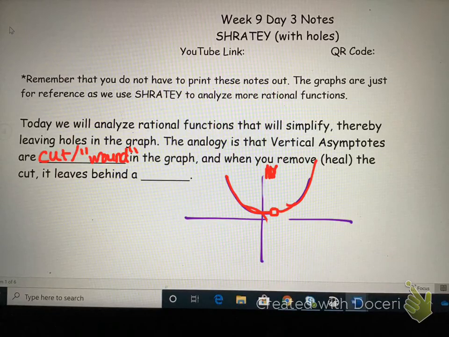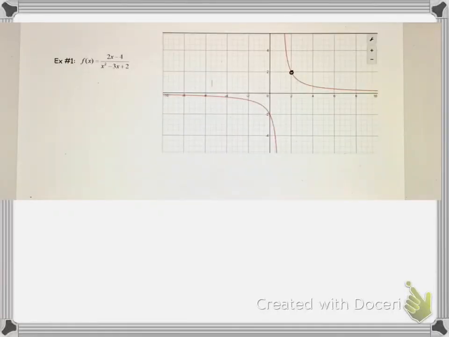The other thing about a hole is that it's a point. It's nothing more than a hollow point. And in order to plot a point, you're going to need to find the x coordinate for that point and the y coordinate for that point. And so we're going to have to talk about the steps to find each of those because they are found in different steps. Okay, so let's go ahead and look at our first example.